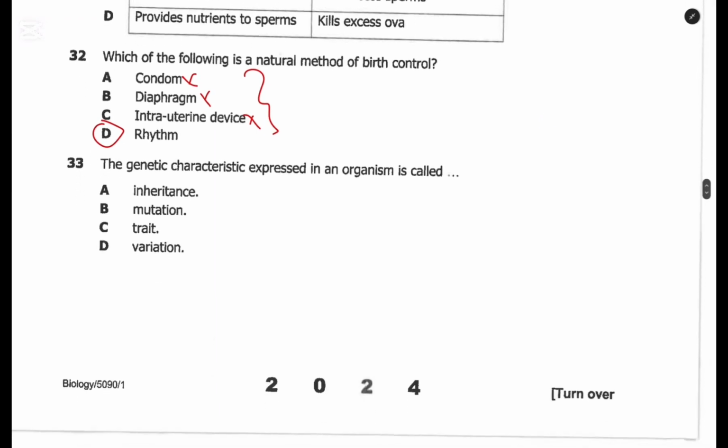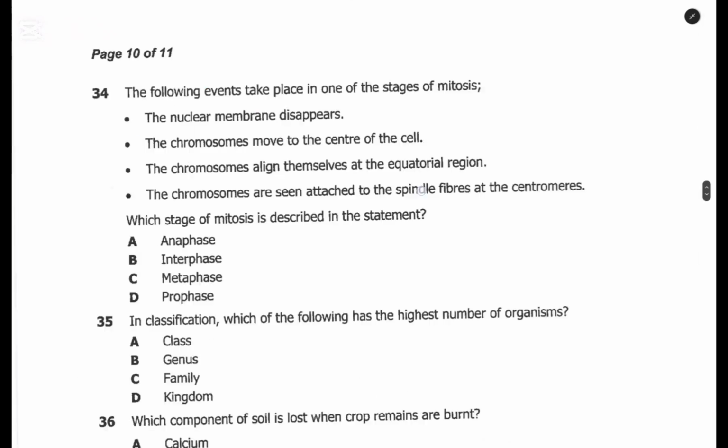33. The genetic characteristics expressed in an organism is called a trait.